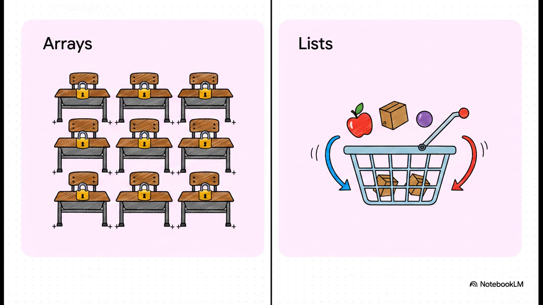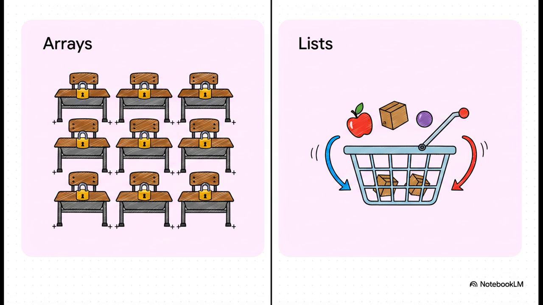So think of those bolted-down classroom desks as arrays. An array usually stores values of the exact same type in indexed positions. And crucially, in a lot of programming languages, its size is fixed the moment it's created. You use arrays when you know the number of items completely in advance.